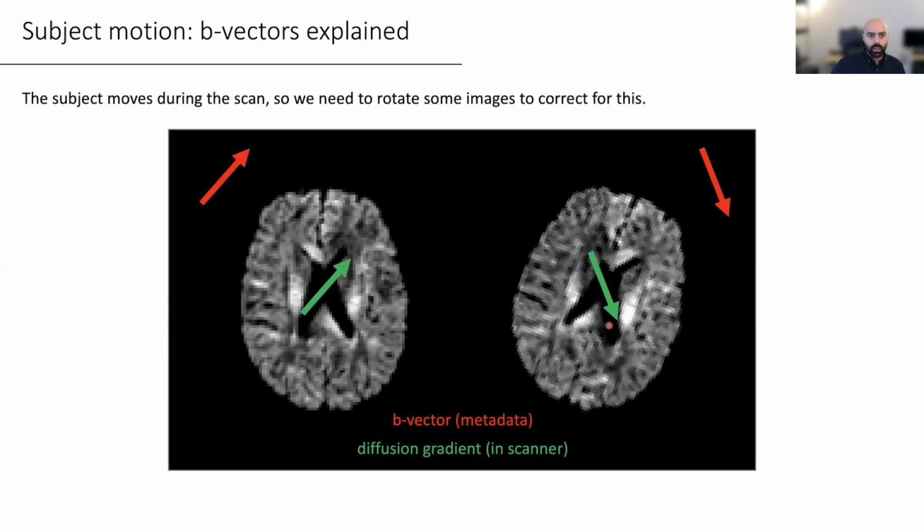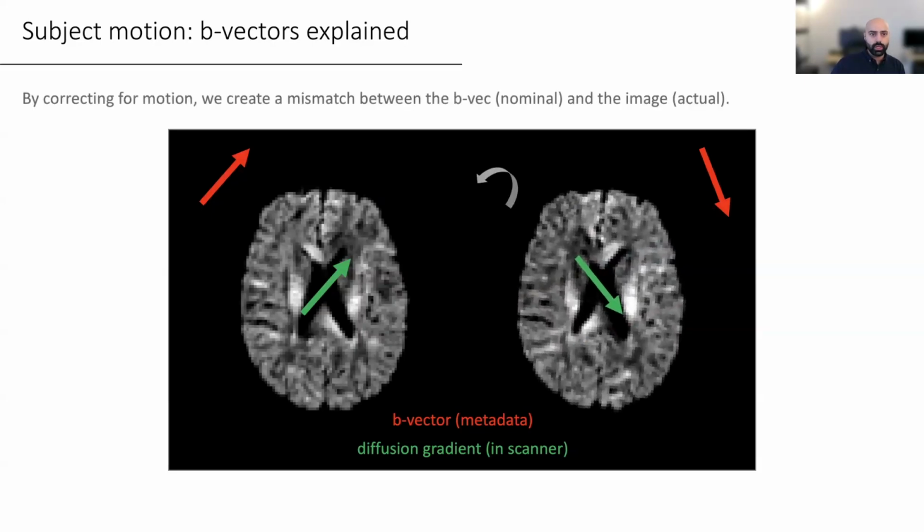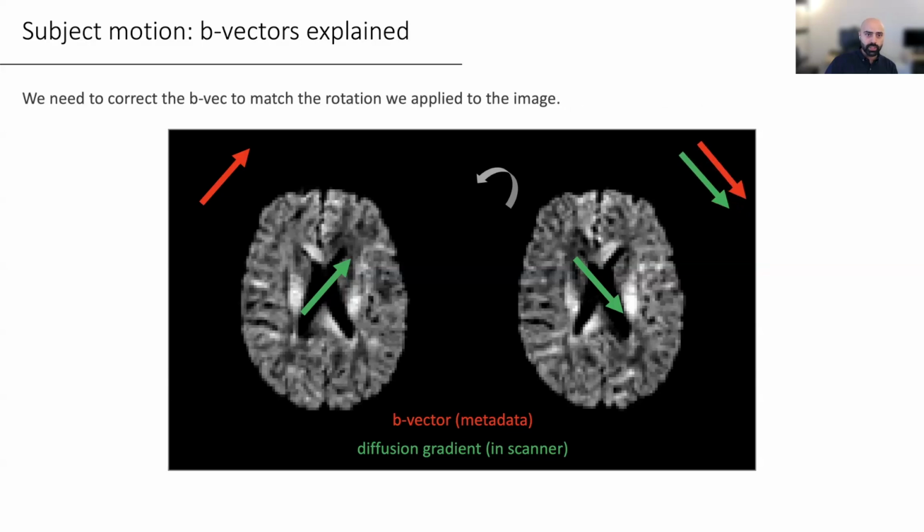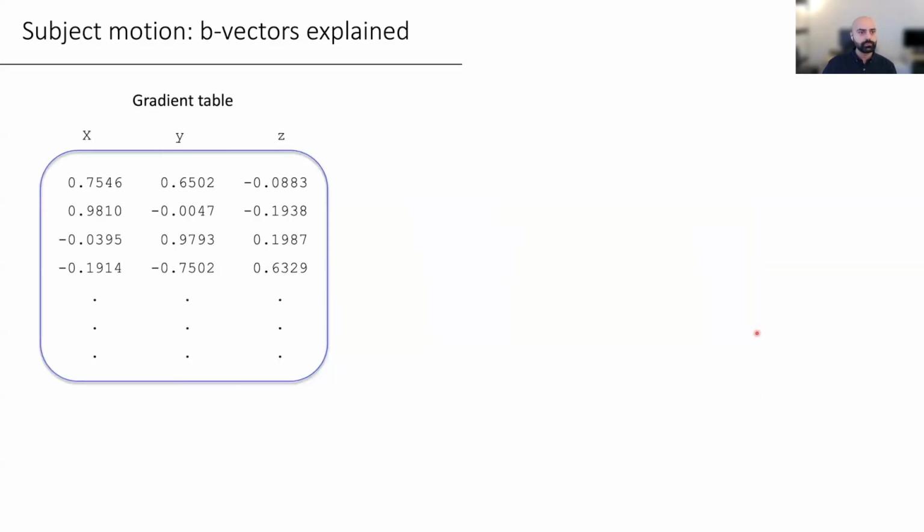corpus callosum. Now, if we rotate the images for motion correction, we end up with something like this, where we have this kind of mismatch between the two vectors. And that's where most modern software will automatically correct for this. They will write a new metadata file called the bvec file that has been rotated properly so that the nominal value is aligned with the effective applied value within the series itself.